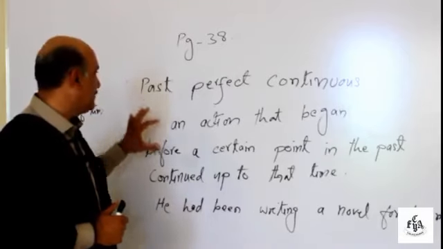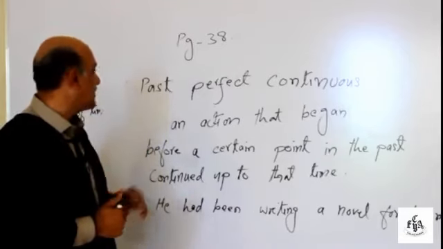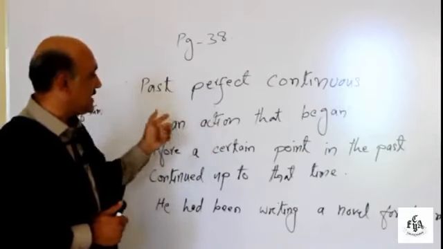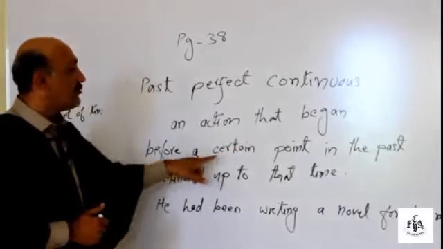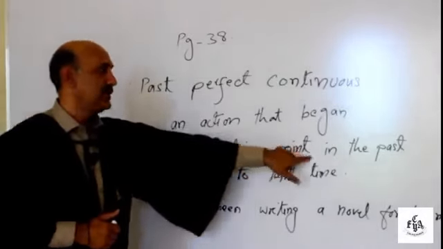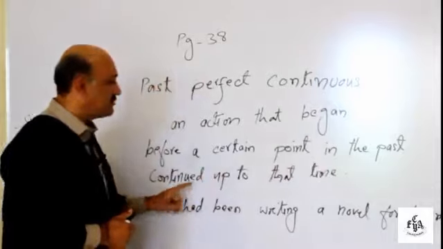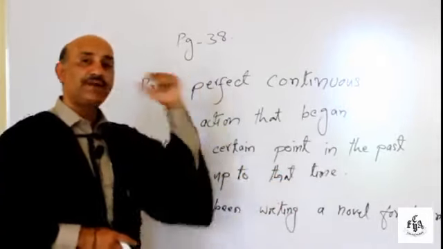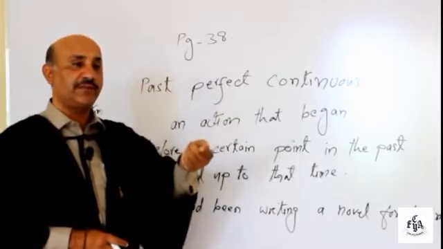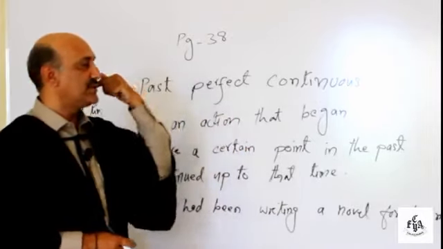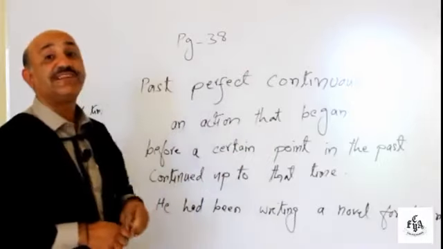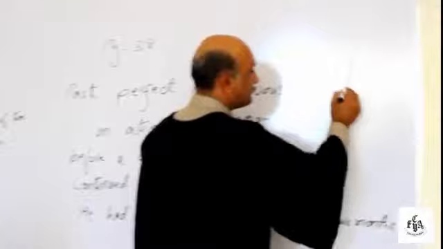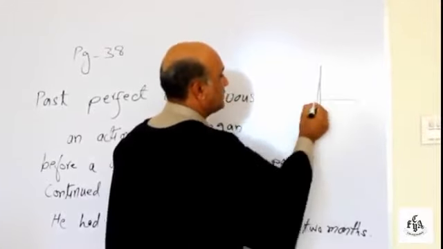Now the past perfect continuous tense. This tense depicts an action that began before a certain point in the past and continued up to that time. It means an action happened in the past before another time or action in the past. Here it means that the action will remain in the past. You can understand this tense with the help of this graph.